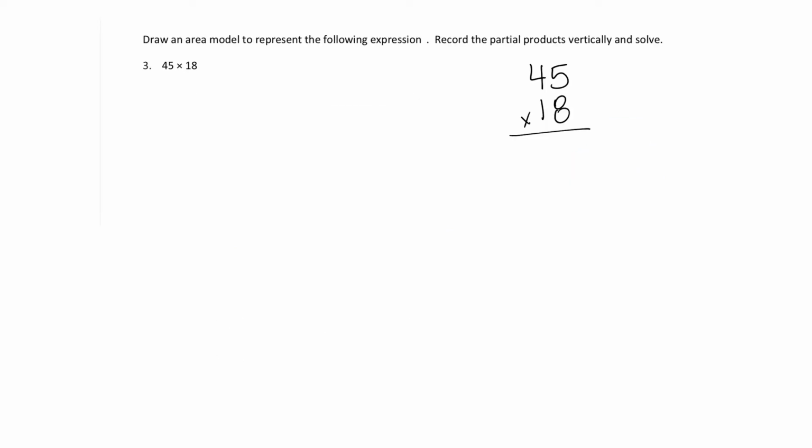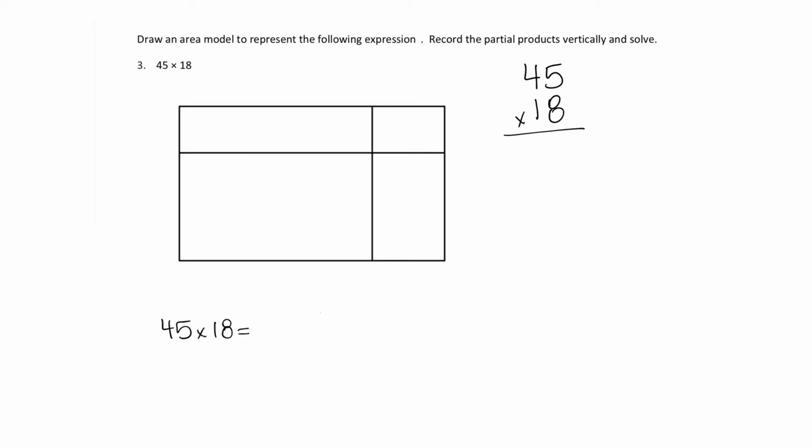Our instructions say, draw an area model to represent the following expression. Record the partial products vertically and solve. Before we can start working with partial products, we need to decompose 45 and 18. First, we can decompose 45 into 40 plus 5. Next, we can decompose 18 into 10 plus 8.